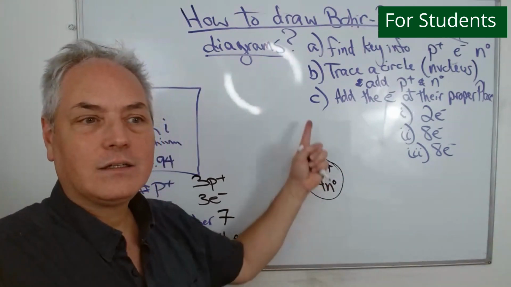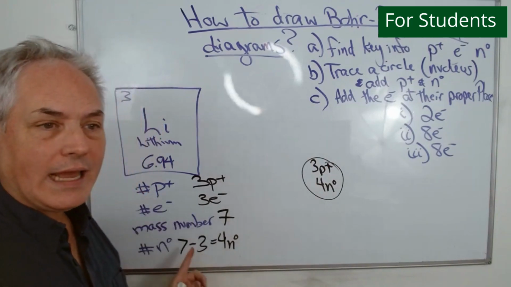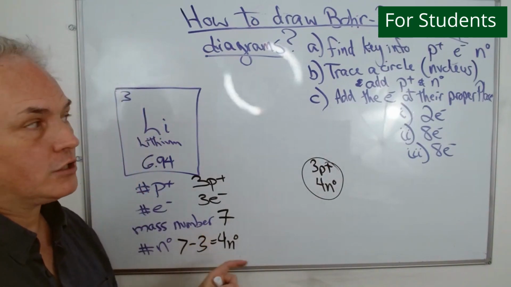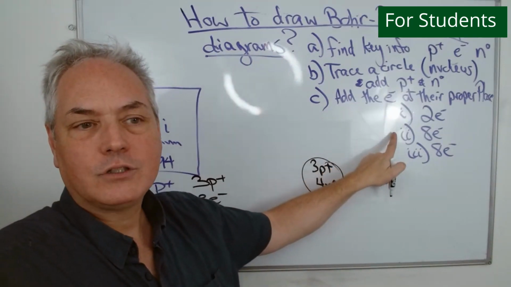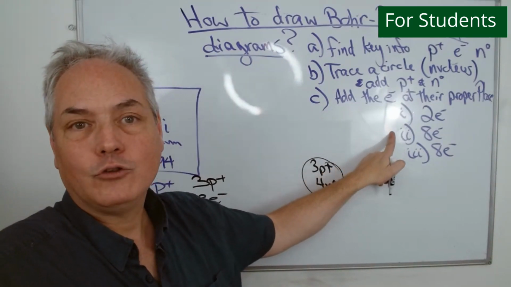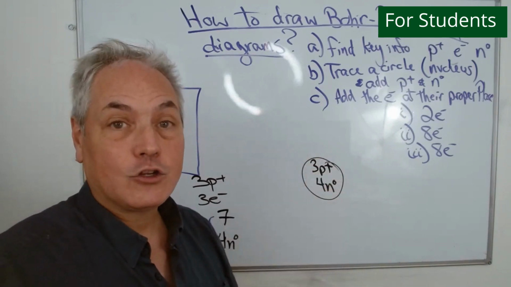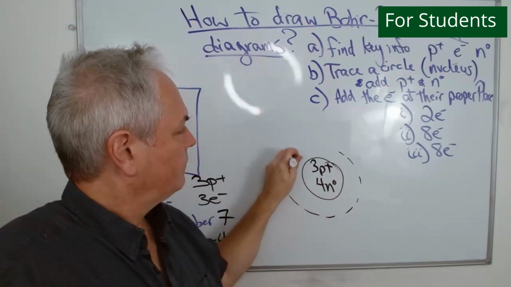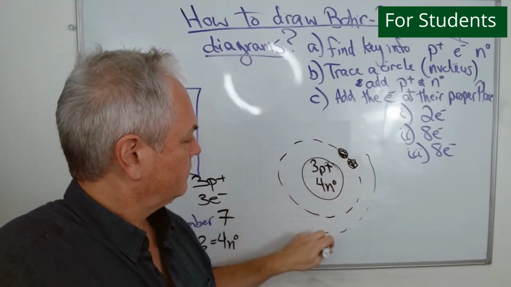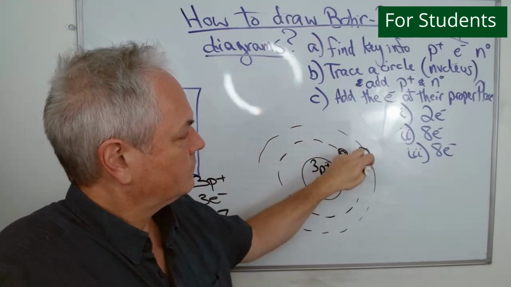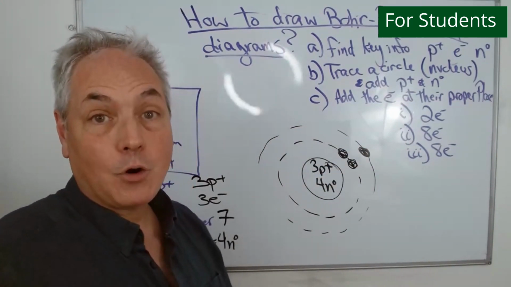Once I have this one here, I have to go to the third step, which is to add the electrons we need. And here we know we have 3 electrons. From the information I have here, I have 2 electrons on the first level. And then if I have more than 2, I go to the second level, the second energy level. Like this. Perfect. So here I have a very good Bohr-Rutherford diagram.